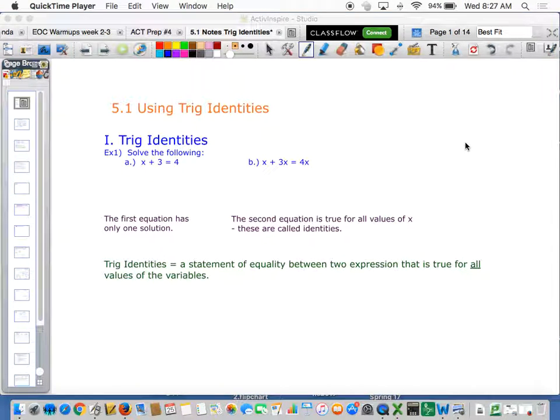Okay, we are starting chapter 5. 5.1 is using trig identities. These are basically just properties we can use to simplify more complicated problems. The idea behind an identity is, well, let's just look at a basic example.